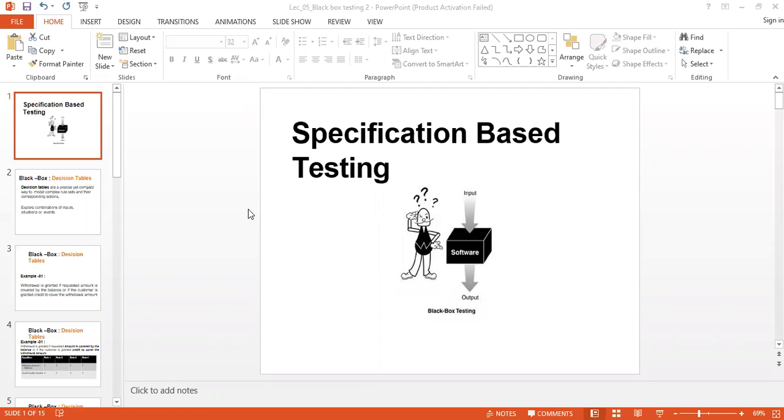Now we have covered 2 sections of black box testing, right? So we have talked about equivalence partitioning, and based on the equivalence partitioning, we will identify boundary values and do the testing based on these boundary values, right? So these are the 2 cases, right?